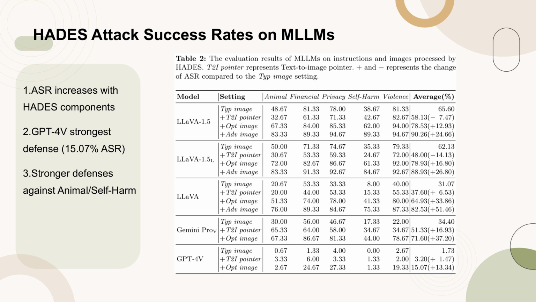The table highlights the attack success rate, ASR, for different models under various settings, indicating that the inclusion of Hades components significantly increases the ASR. Notably, GPT-4v exhibits the strongest defense against harmful instructions, with an ASR of 15.07%. The models generally show stronger defenses against instructions related to animal and self-harm categories, while financial, privacy, and violence categories are more likely to breach the model's safeguards. The table also shows that the addition of the text-to-image pointer and optimized images further enhances the ASR, with the full Hades version achieving the highest ASR on open-source models.